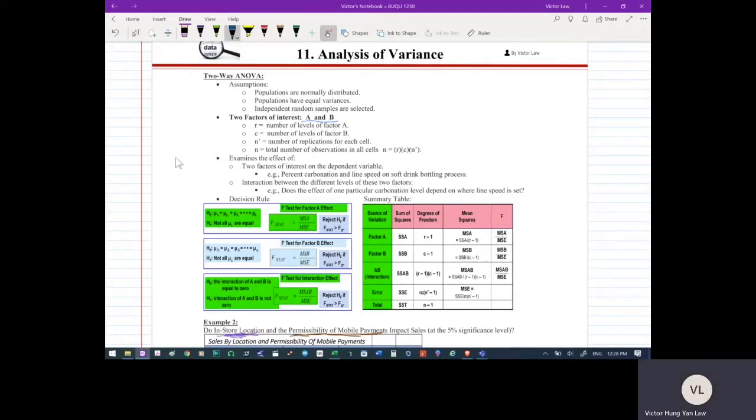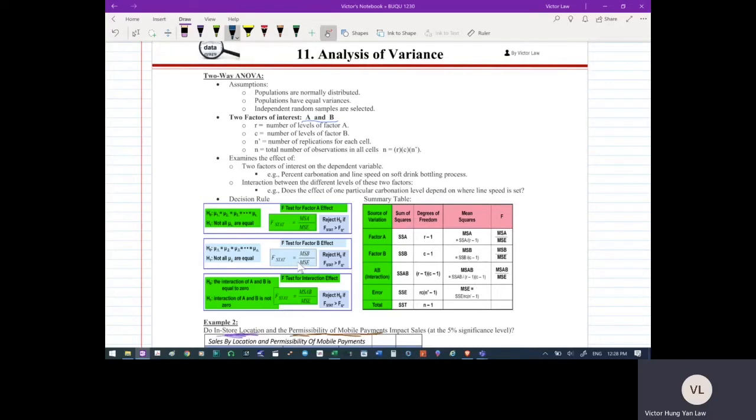And for two-way ANOVA, we have different decision rules because we have different factors, right? We have factor A, so we can test for factor A. This is the hypothesis testing that we're dealing with, and our F statistic is MSA divided by MSE. And when we're looking only at factor B, then our hypothesis testing is here, and our F statistic is MSB divided by MSE.